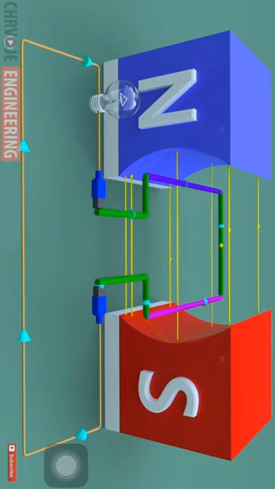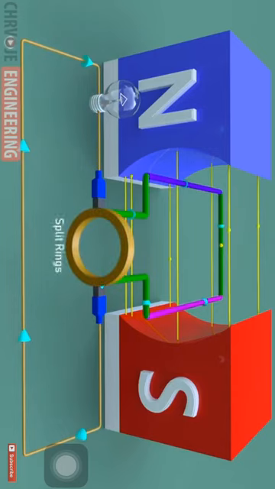But how do we make this process happen automatically? We can automate this process by adding split rings. Split rings, as the name suggests, are a ring that is split in between, giving two half rings with the same gap in between. Now let's see how the split rings automatically change contact for every half a rotation.